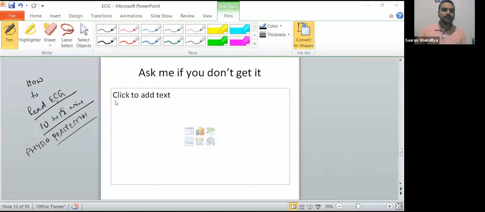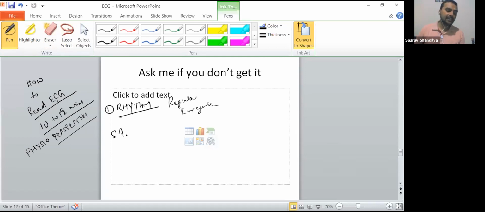What you have to do, you have to start with the first thing. If you want to write it down, you can write it down, I have no issues. Rhythm. How will you find the rhythm for your patient's ECG? Okay. I will be changing the slide just to show you the rhythm. Let us understand this first. Rhythm could be either regular or irregular.